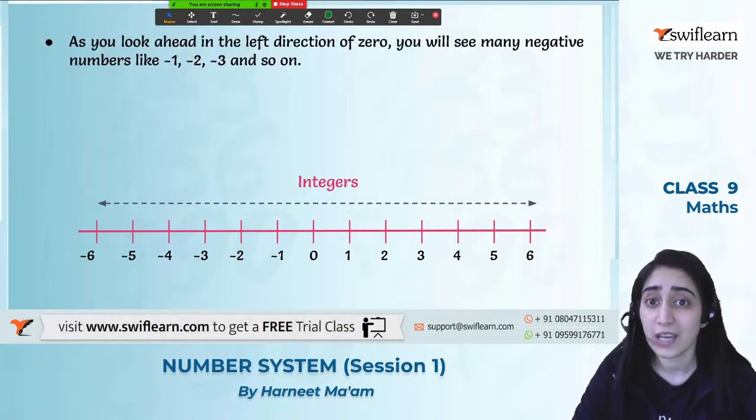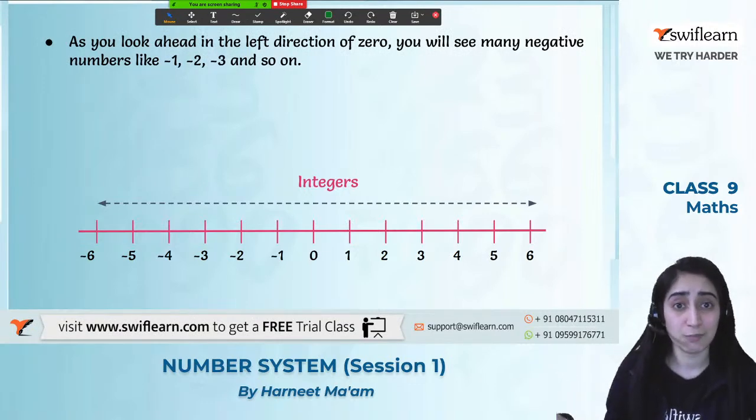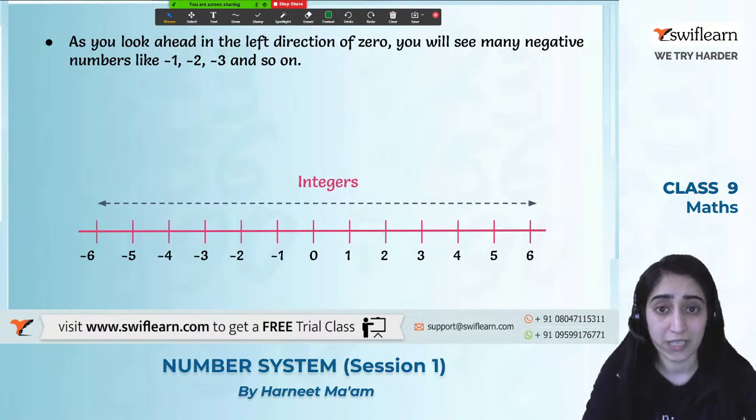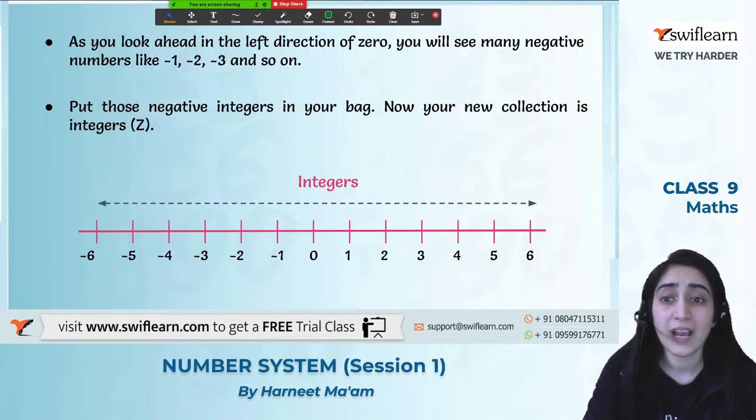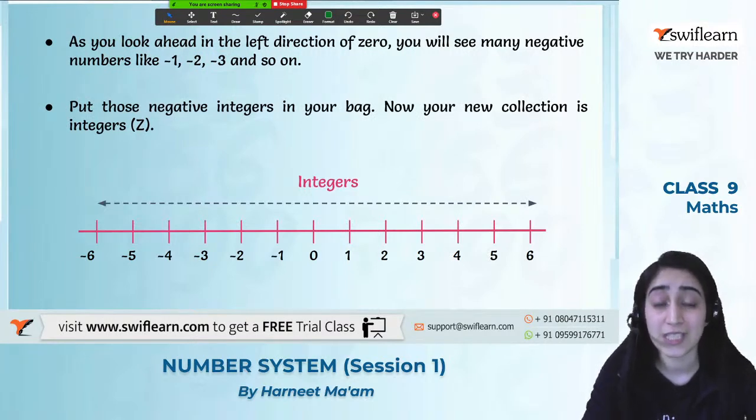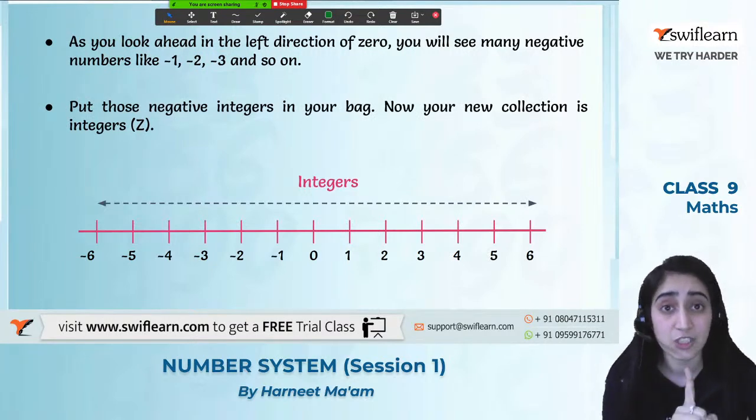So as we look ahead, the left direction of 0 was missing. So we will use my negative numbers like minus 1, minus 2, minus 3, and so on. Now putting those negative numbers in my bag, we have a collection of integers that are represented by Z. Just remember that.